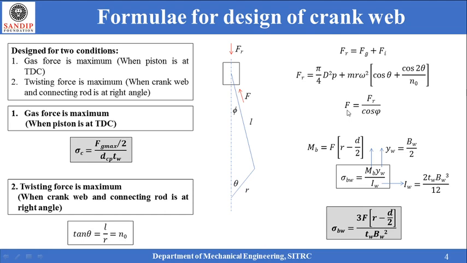From these two formulae, the Conrod force F can be calculated, which will be used for the further design. Now when twisting force is maximum, the web of a crank is subjected to bending, but now this bending is in a different plane. Again, the bending stress of the crank web is given by My by I, which is again a flexural formula, in which M is the maximum bending moment given by F into moment arm, which is given by R minus d by 2. Let us understand from where this R minus d by 2 is coming.